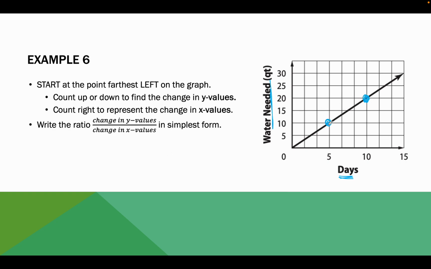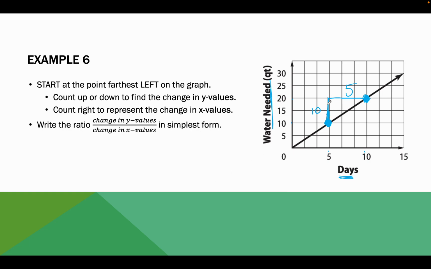So for example, first start by identifying 2 points on the line, as I did. Then I'm going to count, this is 2 spaces up, but it is going from a 10 to a 20. So that is actually an increase of 10, not 2. And then 1, 2, 3 spaces to the right, but it goes from a 5 to a 10. So that is going up by 5.